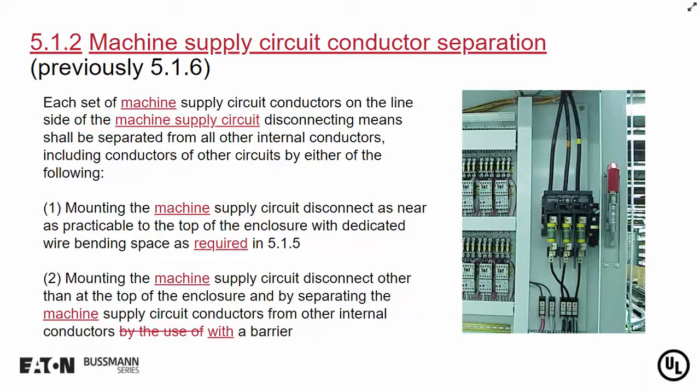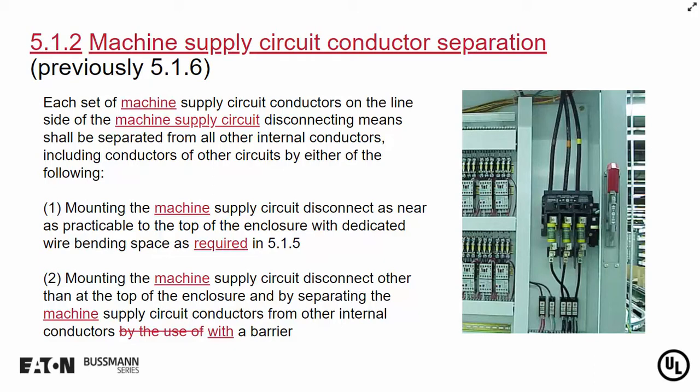The next section we're going to talk about deals with the machine supply circuit conductor separation. So it's very important. So when we have the wiring that's coming in from the premise wiring into the machine supply circuit, it could be terminals or it could be a disconnecting means. When that comes in to the section, we want to make sure we have proper separation.